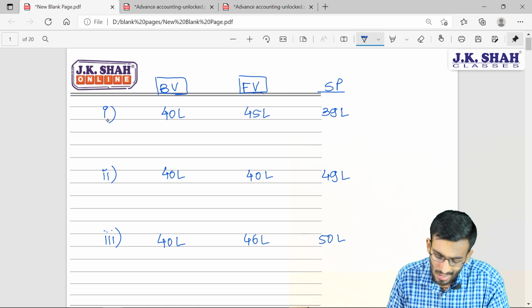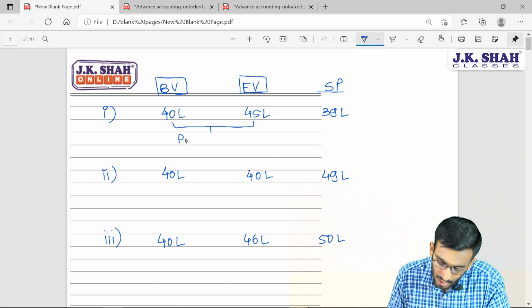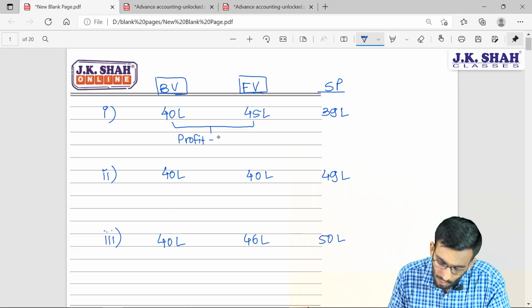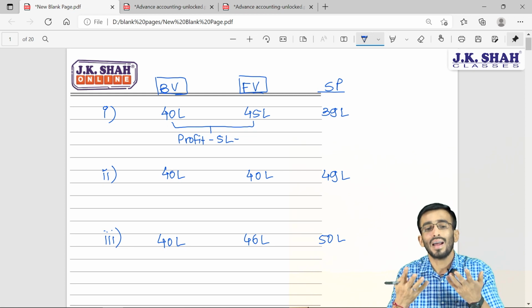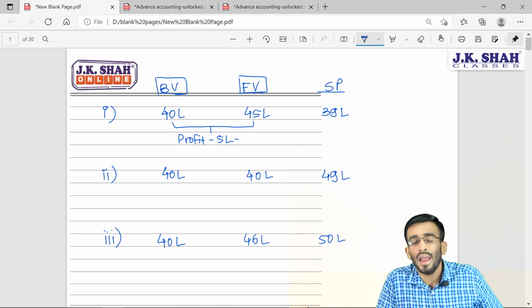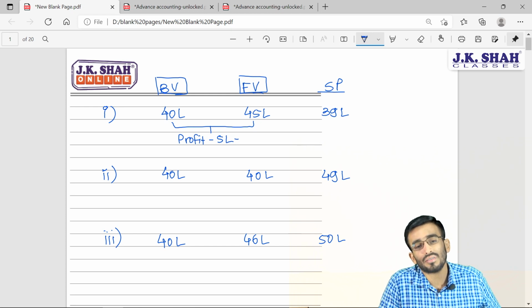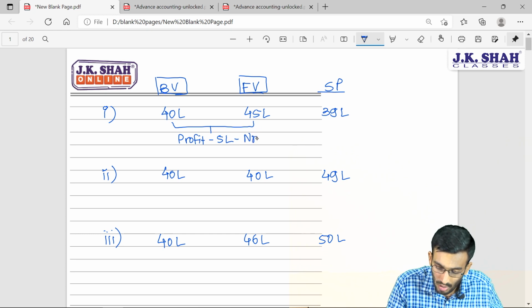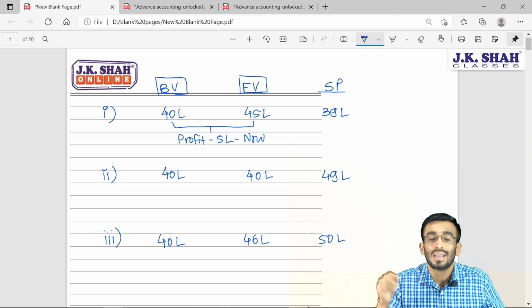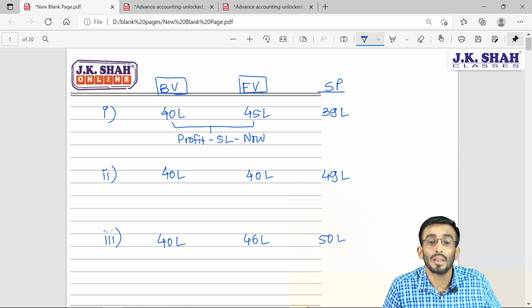So let us say in first example, sir, book value is 40 lakhs, fair value is 45 lakhs. So can I say there is a profit of 5 lakhs, which is a genuine profit? Because sir, in my books of accounts the asset is appearing at 40 lakhs, and if I go in the market to sell this asset, I will definitely get 45 lakhs. So sir, there is a profit of 5 lakhs, which is a genuine profit. We should immediately record, that is now, in our P&L. So we should record this profit of 5 lakhs in our P&L.